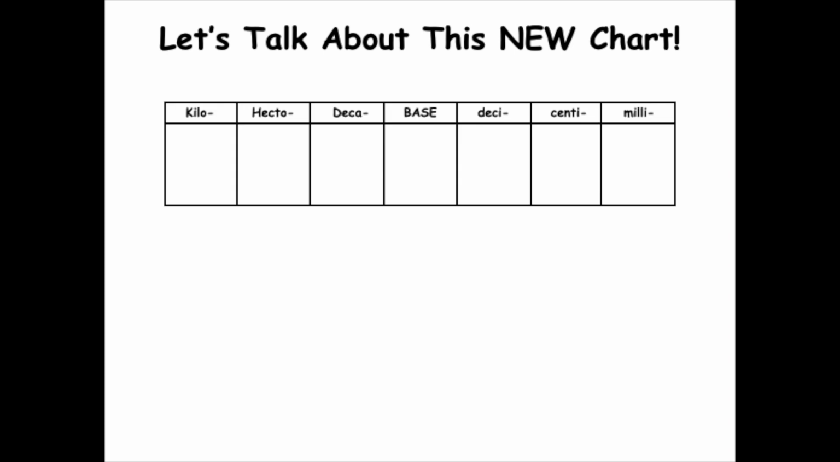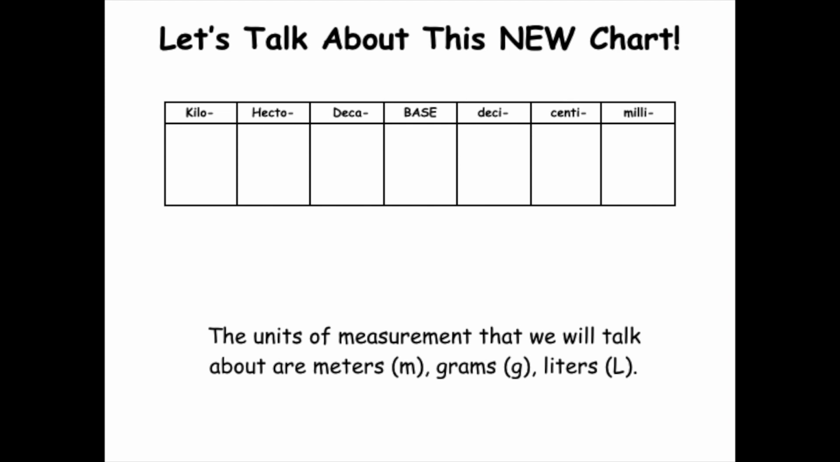So here's that chart again. Kilo, hecto, deca, base, deci, centi, milli, weight. The units of measurement we're going to be talking about are meters, grams, and liters. And in parentheses next to each of those are their abbreviations, in case I start using those instead, or when you do them in your work, it might make it easier. Those are all of our base units. So meters, grams, and liters are our base units.